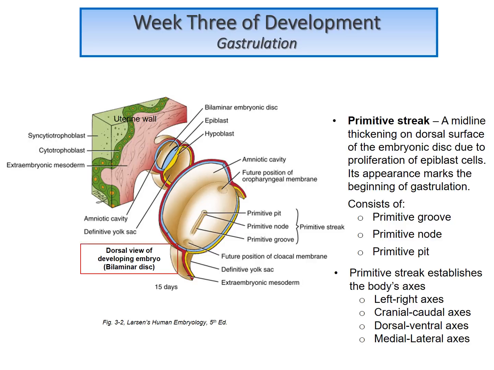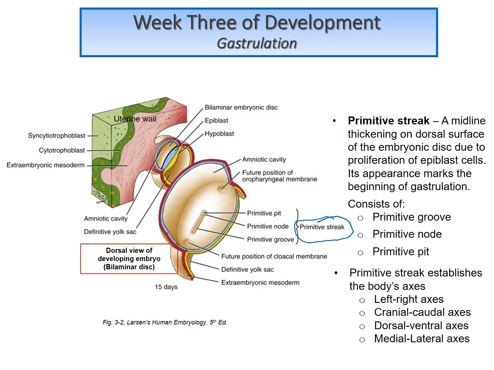This is an expanded dorsal view of the developing embryo as the bilaminar disc. Around day 15, a midline thickening appears on the dorsal surface of the embryonic disc due to proliferation of epiblast cells called the primitive streak. This marks the beginning of gastrulation.